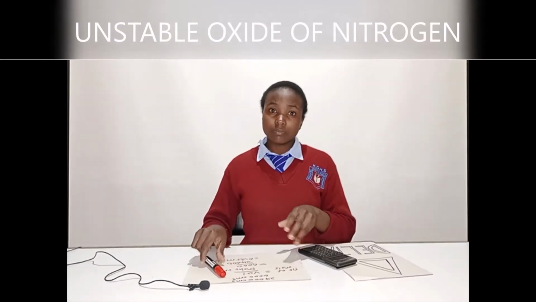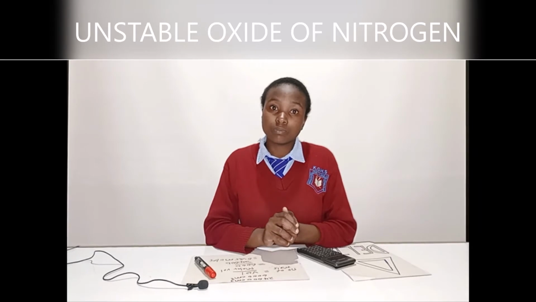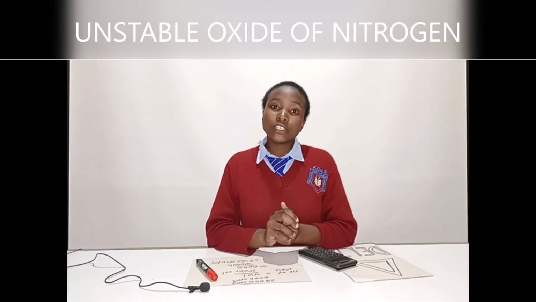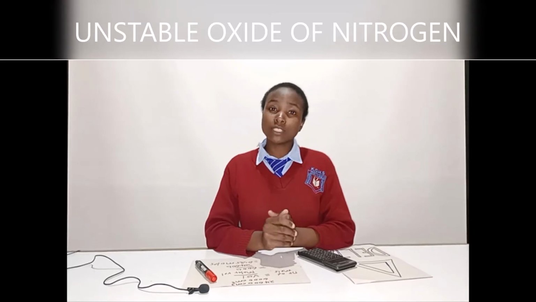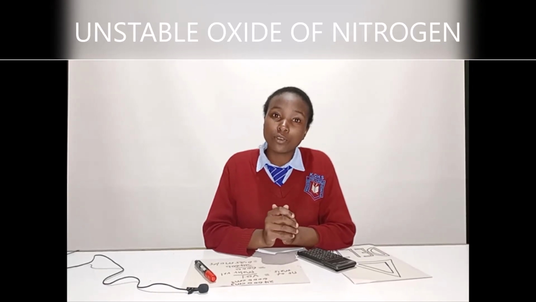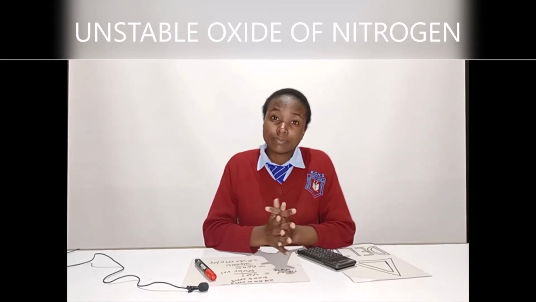Which oxide of nitrogen is unstable in air? Nitrogen 2 oxide, because when it's exposed to air, it reacts with oxygen to form nitrogen 4 oxide. That is very correct for the 1 point.